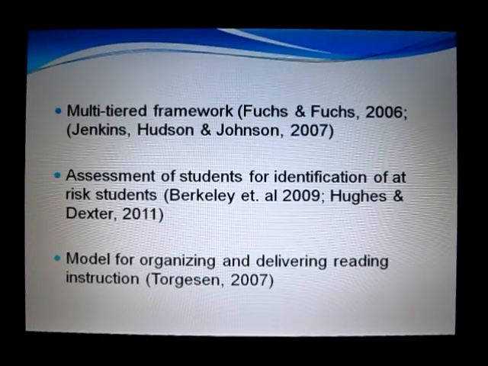So in very common terms, this means RtI is a multi-tiered framework. Typically we think of it as 3 tiers, but in some schools, districts, and states, there are more than 3. There can be 4 or 5. It really just depends on the needs of the students and the range of abilities that you have. RtI is an assessment of students for identification of those students that may be at risk. And the definition of at risk also changes by state and district. It's something we'll talk about later in the presentation.